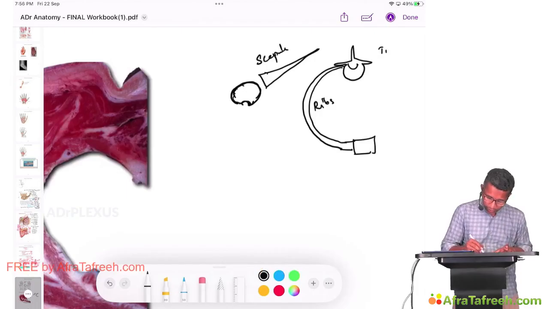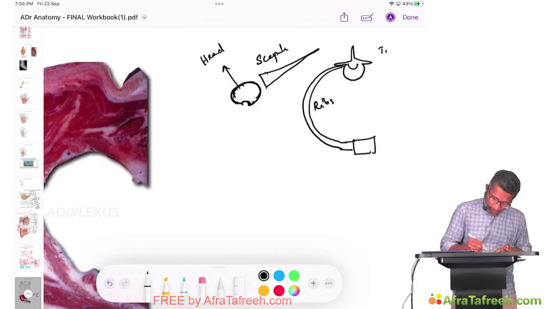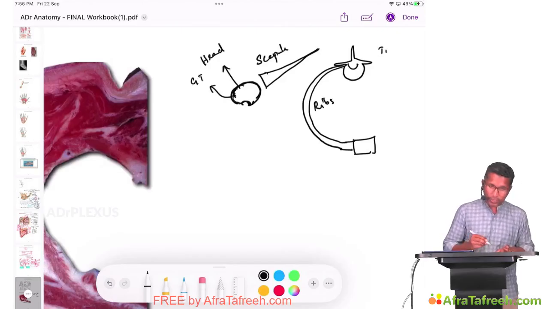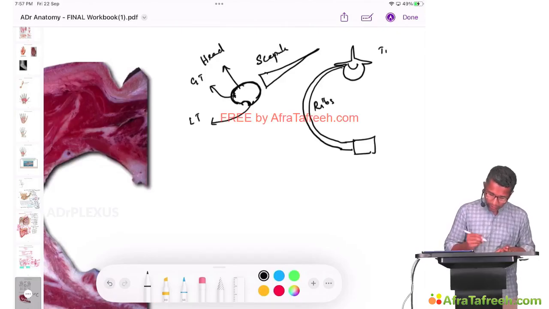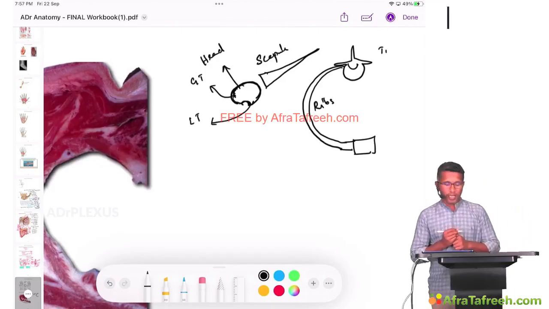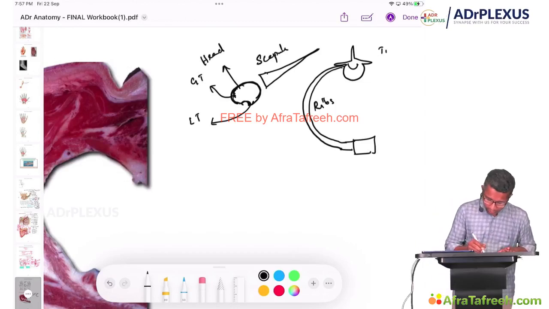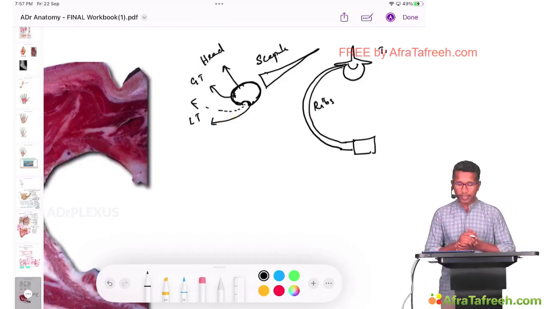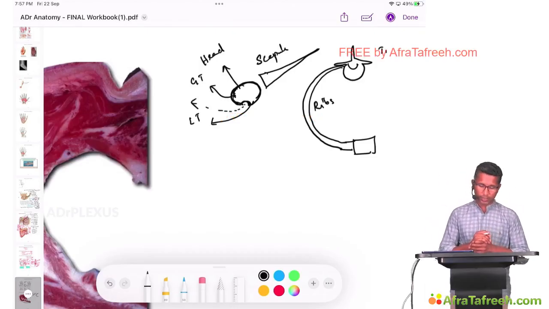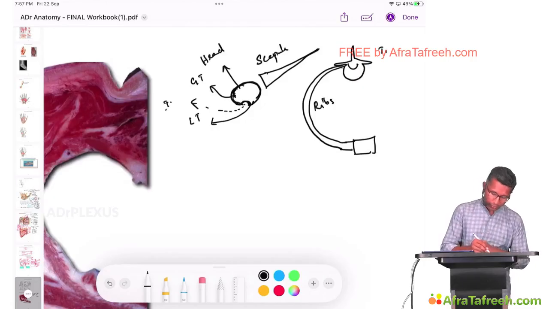What is this? This is the humerus. This is the head of the humerus. This is called the greater tubercle of the humerus, and this is called the lesser tubercle of the humerus. Now, can anybody tell me what this area between the greater tubercle and the lesser tubercle is called? This is called the intertubercular sulcus.